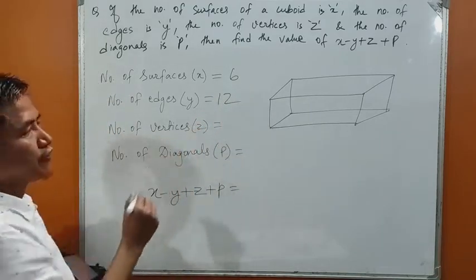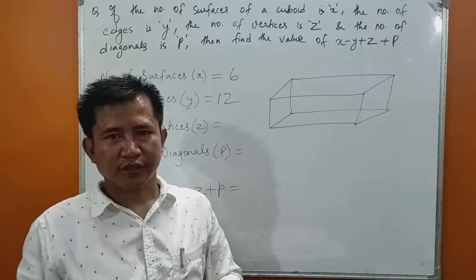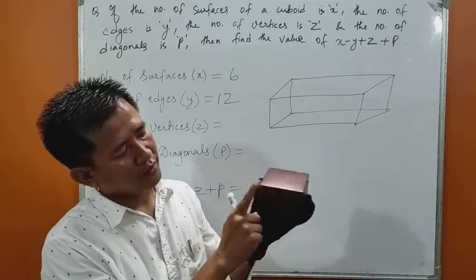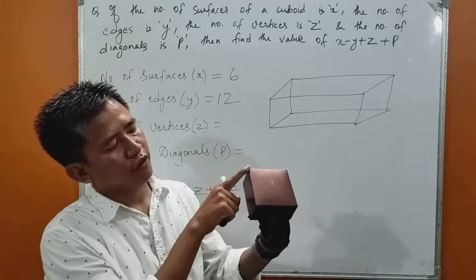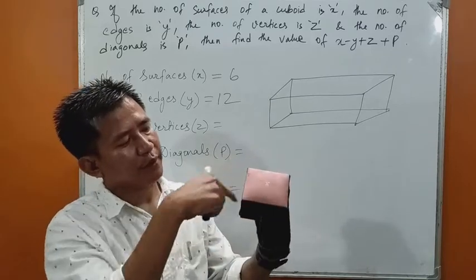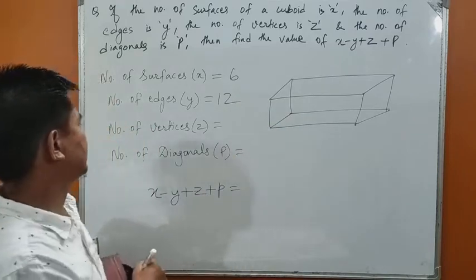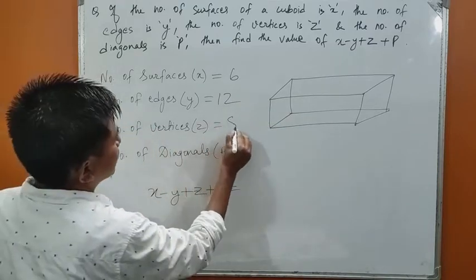Now comes the number of vertices. The number of vertices means the pointed parts. How many pointed parts? 1, 2, 3, 4. 4 pointed parts in the upper part and 4 in the lower part. Altogether 8. So the number of vertices is 8.